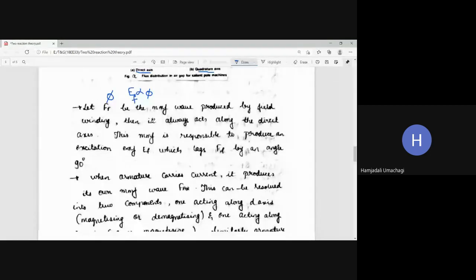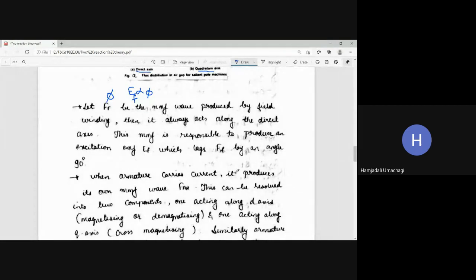When the armature carries current, it produces its own MMF wave. Till now, we have seen that the field is produced by what? The field winding. That field winding produces the field FF, and this field once again produces a voltage, the excitation voltage EF, because of the field MMF. So this is all because of the field winding of the salient pole machine.